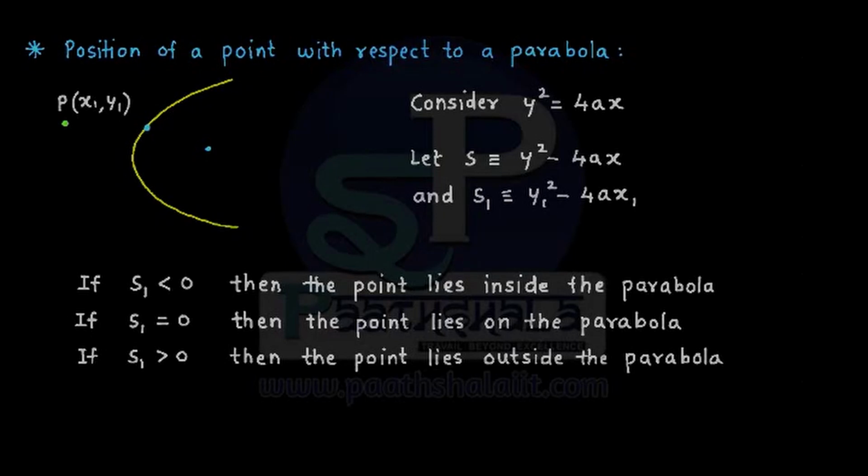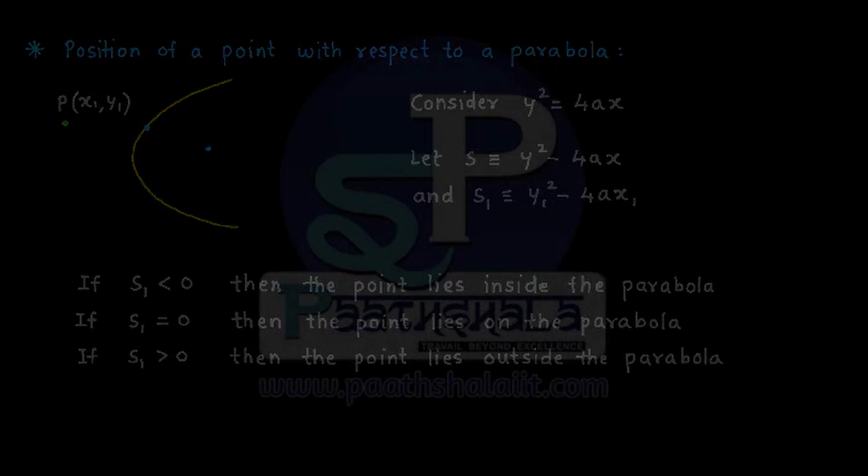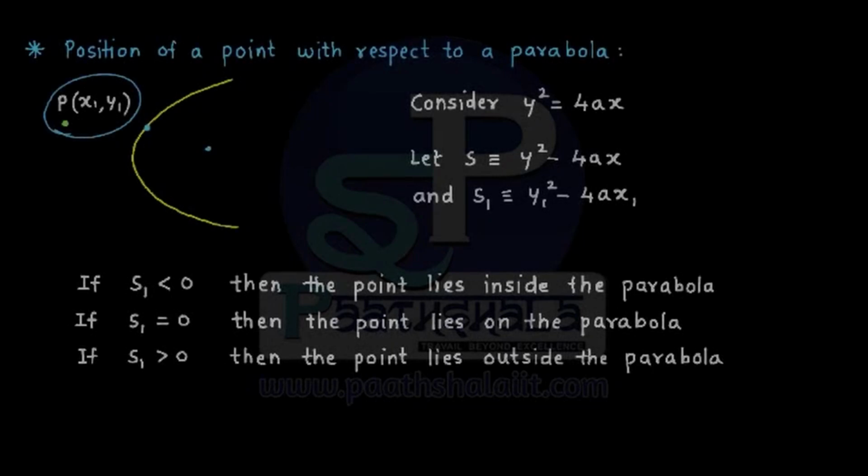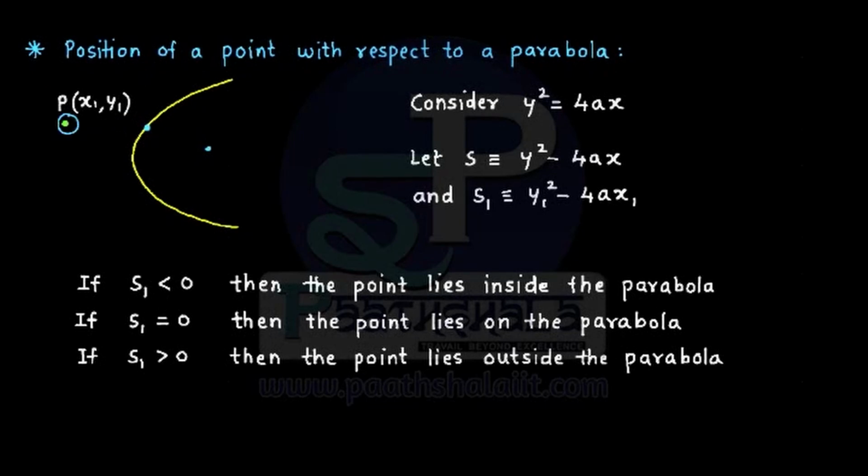Now let us see how to find the position of a point with respect to a parabola. Suppose that we are given the equation of some parabola in the standard form, and we are also given the coordinates of some point. How do we know whether the point lies outside the parabola, inside the parabola, or on the parabola?